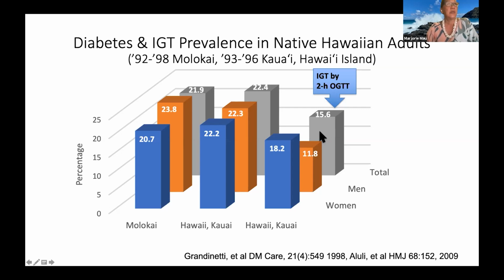And in the Native Hawaiian Health Research Project, because we were doing 2-hour oral glucose tolerance tests, we also were able to estimate impaired glucose tolerance at that time. So combined, there was about 1 in 3 Native Hawaiian adults back in 1992 that was at risk or had diabetes at that time.